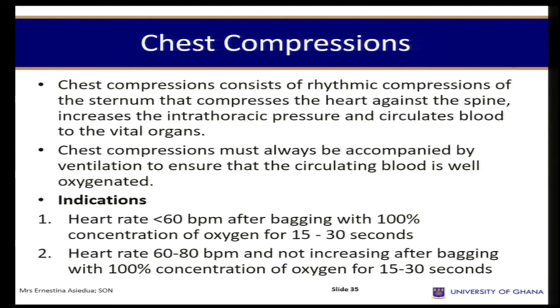Chest compression consists of a rhythmic compression of the sternum that compresses the heart against the spine and increases the intrathoracic pressure and circulates blood to the vital organs, including the lungs. Chest compression must always be accompanied by ventilation to ensure that the circulating blood is well oxygenated. Indications: if you have a heart rate of less than 60 beats after bagging with 100% concentration of oxygen for 15 to 30 seconds, then there is a need to do some chest compression.